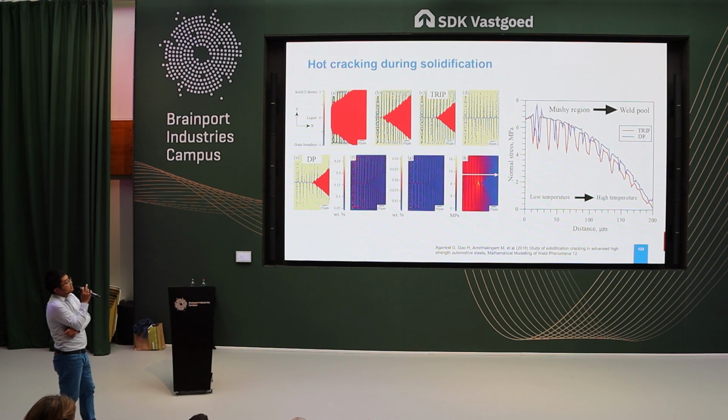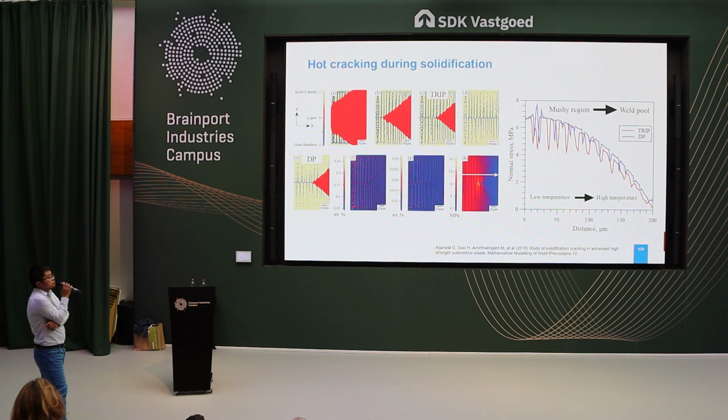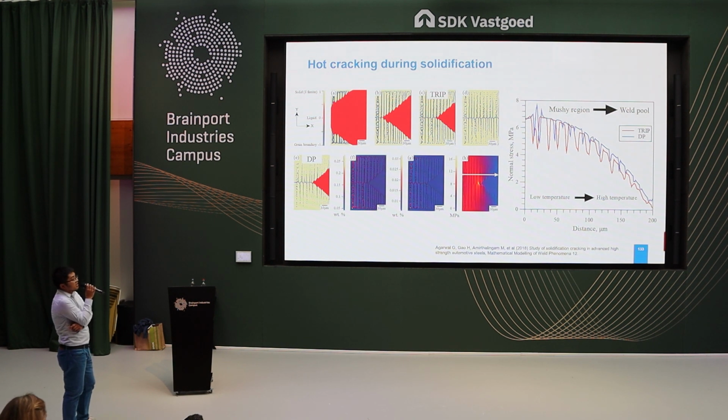And the last image is the stress distribution parallel to the welding direction, plotted on the right-hand side. You can see that for the TRIP steel, there's a higher stress gradient at the grain boundaries compared to the DP steel. That makes the TRIP steel more susceptible to hot cracking.